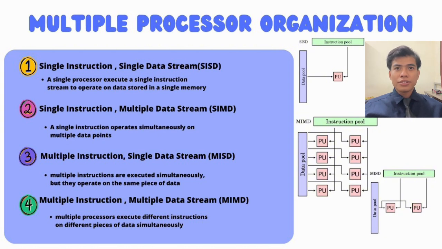The third one is multiple instruction, single data stream, MISD. It means multiple instructions are executed simultaneously, but they operate on the same piece of data. Lastly is multiple instruction, multiple data stream, MIMD. It means multiple processors execute different instructions on different pieces of data simultaneously.